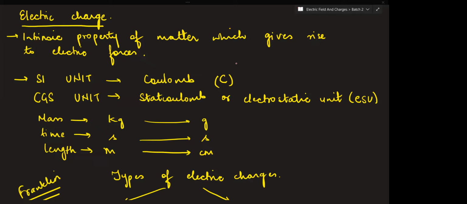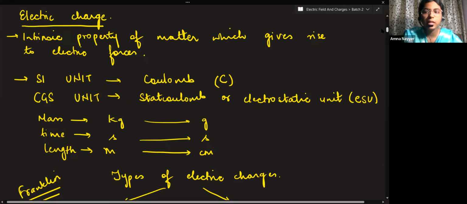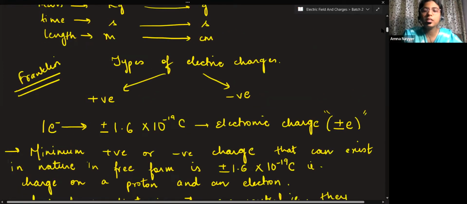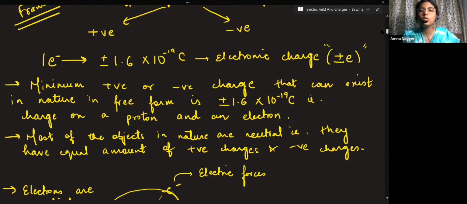We had started with electric charge. So electric charge, we had seen it as the intrinsic property of matter that gives rise to various phenomena like electric force, electric field, which we'll be studying. And the SI unit of electric charge is coulomb, whereas the CGS unit is electrostatic coulomb. Then we know there are two types of charges, positive charge and negative charge. And the minimum charge possible on the electron or proton is 1.6 into 10 to the power minus 19 coulombs.